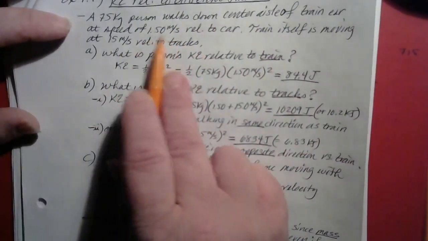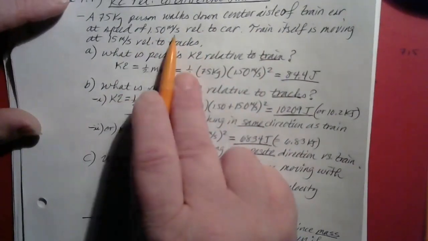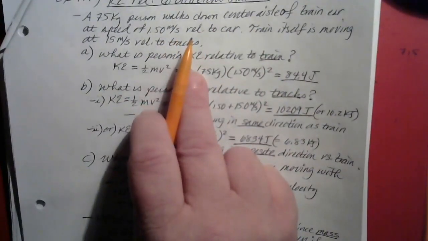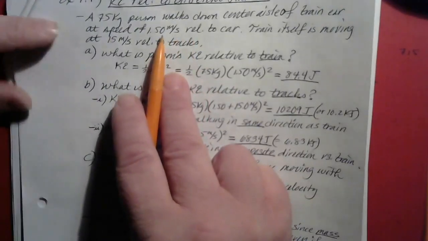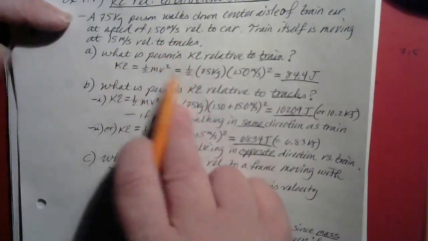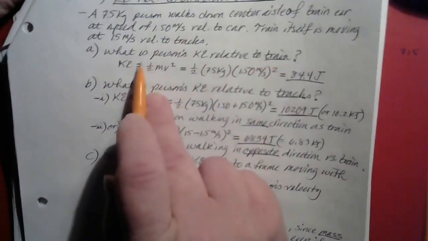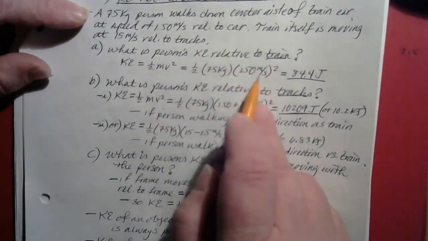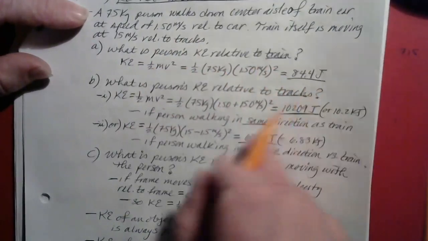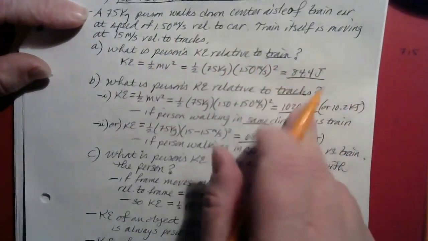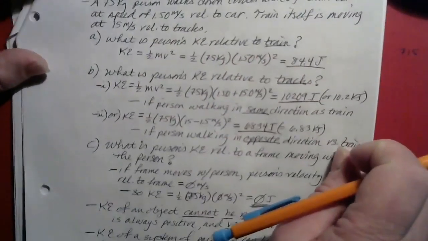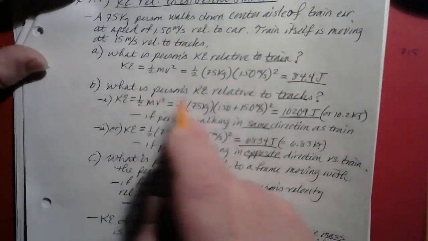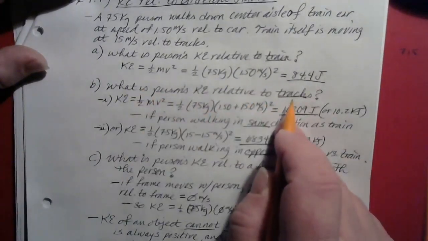Well, they're moving at 1.50 meters per second relative to the train. So that's the velocity we would use for their kinetic energy relative to the train. So K is 1/2 mv squared. That's 1/2 times 75 times 1.5 squared, and that's 84.4 joules, just joules. Okay, now what is the person's kinetic energy relative to the tracks?